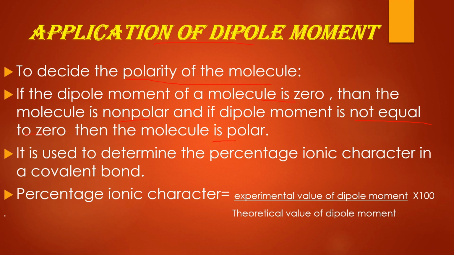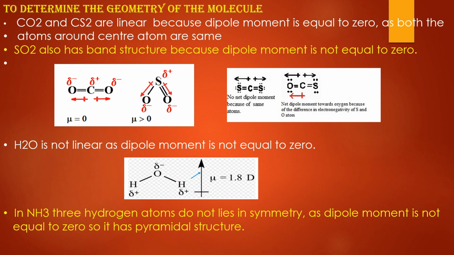Now the next is that dipole moment is used to determine the percentage ionic character of a covalent bond. How do we determine it? The percentage ionic character is equal to the experimental value of the dipole moment divided by the theoretical value of the dipole moment, into 100. In this way we can calculate the percentage ionic character of a covalent bond. Now next, it helps to determine the geometry of the molecule. How? Let us take some examples.